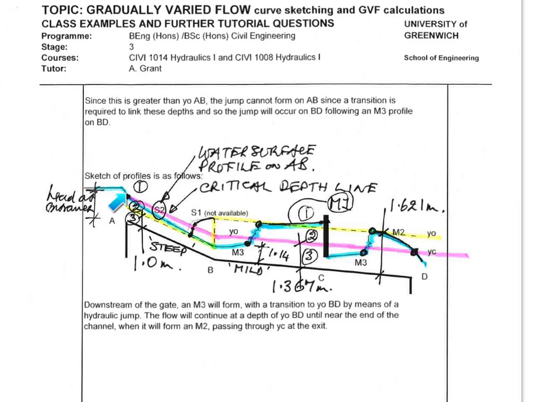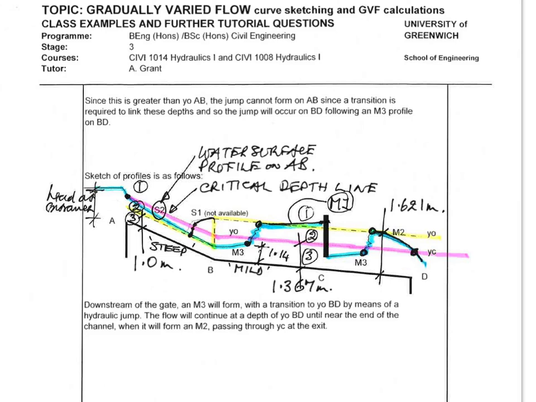The profiles to be sketched are an S2 down here, a little bit of an M3 here, jump across here, an M1 behind the gate, and then coming out from underneath the gate, an M3, jump across here, and a bit of an M2, and back over the free overfall through the critical depth here.